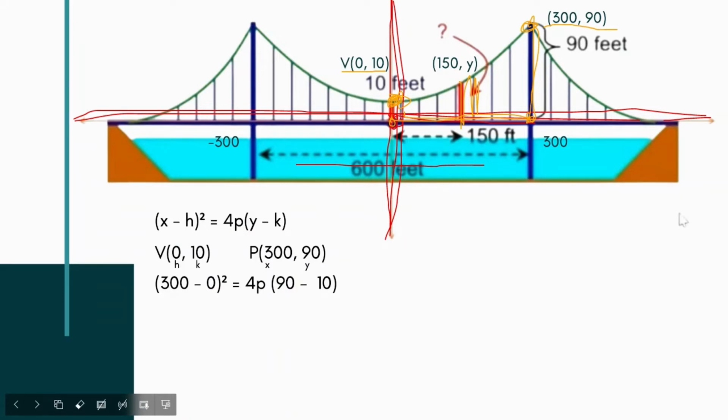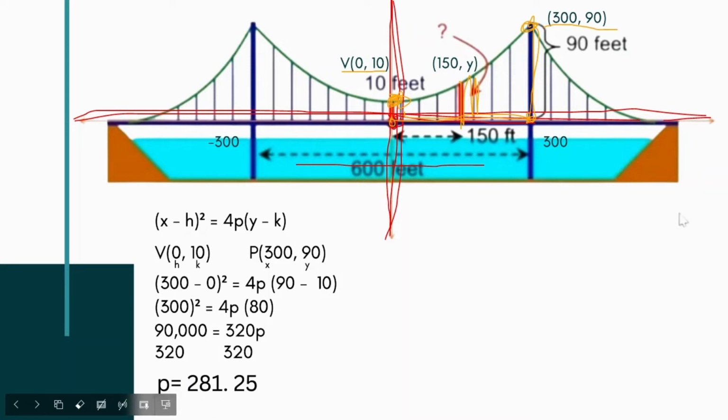So, 300 minus 0 squared equals 300 squared, equals 4 times 90 minus 10, which is 80. And 300 squared equals 90,000, equals 4 times 80, which is 320p. Divide both sides by 320, therefore our p equals 281.25.